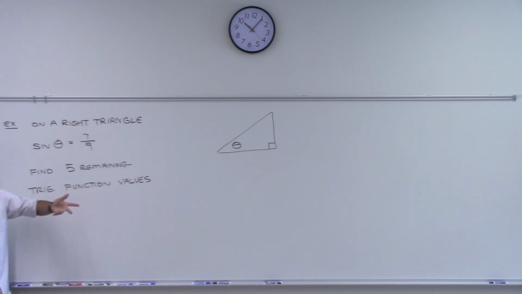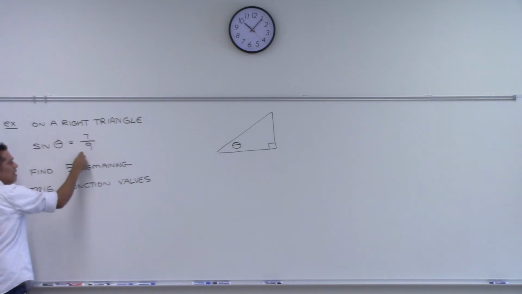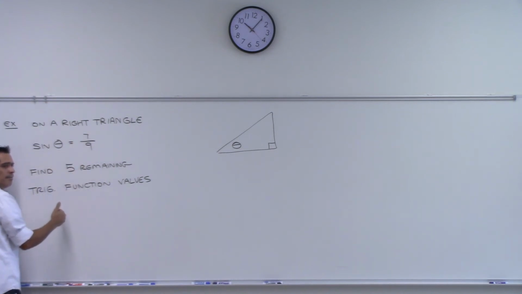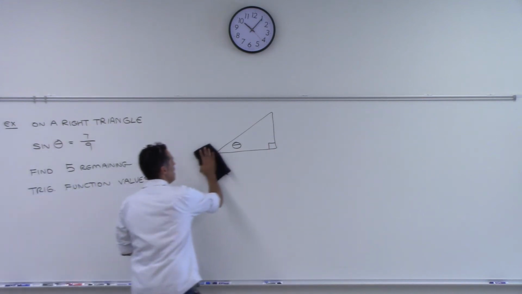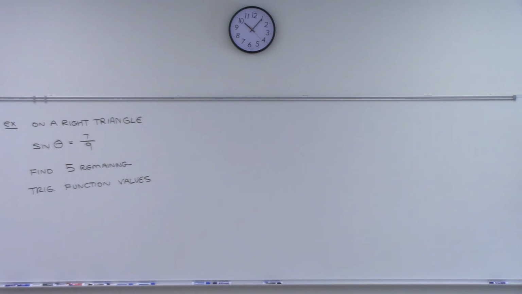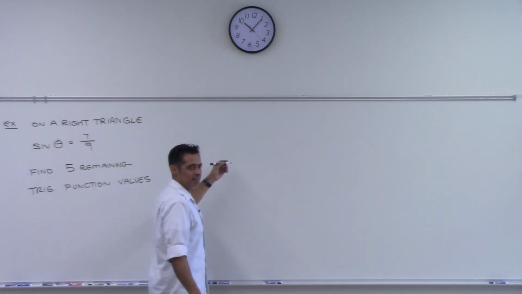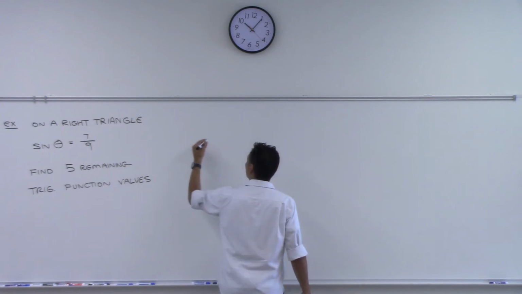Make sense to you? So I'm telling you, on a right triangle, sine of theta is 7/9. Find the rest of them. Find cosine theta, tangent theta, secant, cosecant, cotangent. So how do you think I'm going to go about doing this? Draw a triangle, right? Let's draw a triangle. And then use this, right?